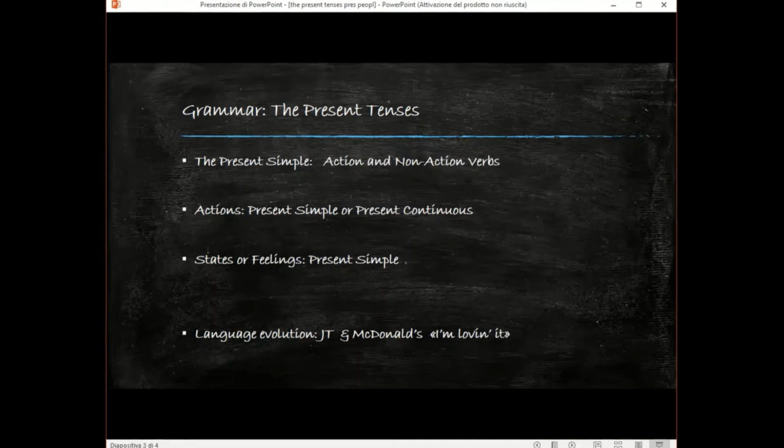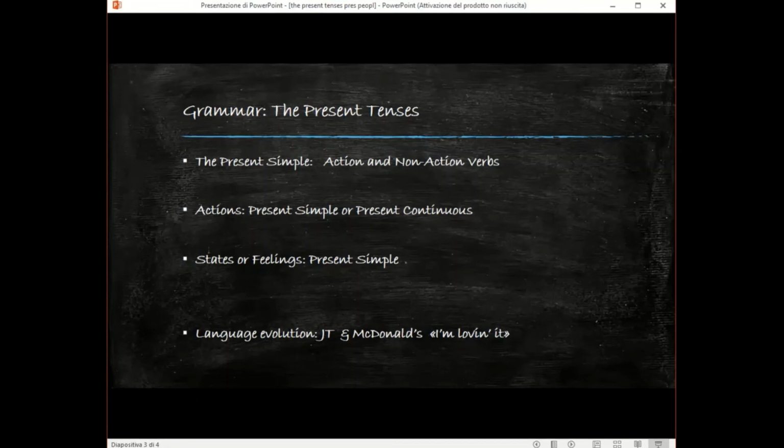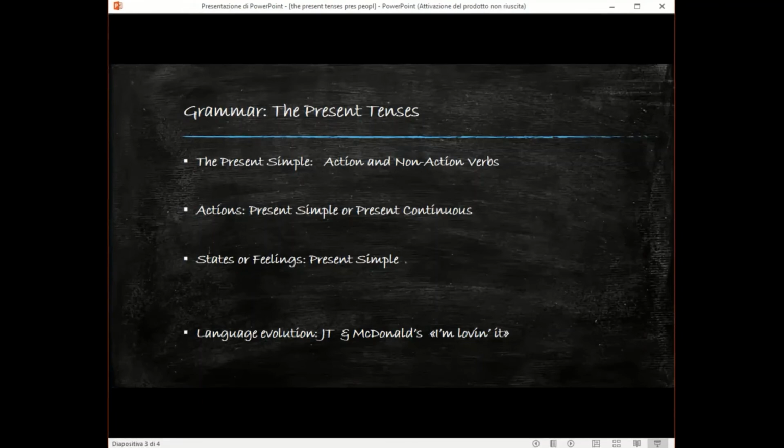While it is true that as a result of Justin Timberlake and the McDonald's ad campaign, I'm loving it, this usage is starting to make its way into colloquial language. I guess this means that as a result of language evolution, we may soon find that this becomes an acceptable use for the present continuous.